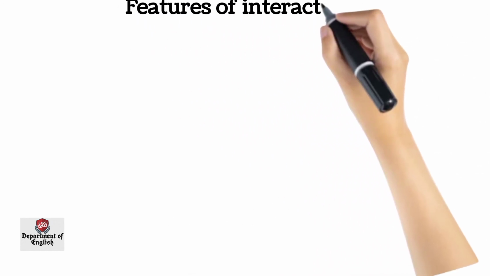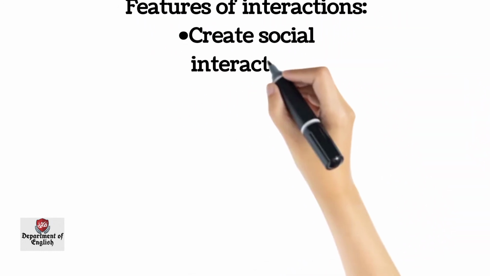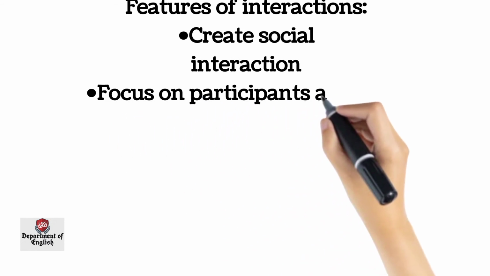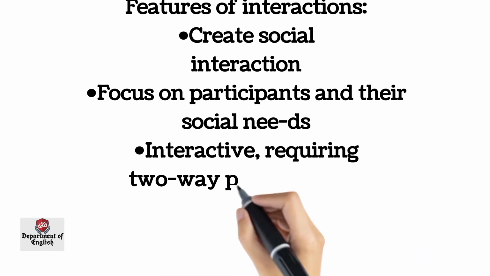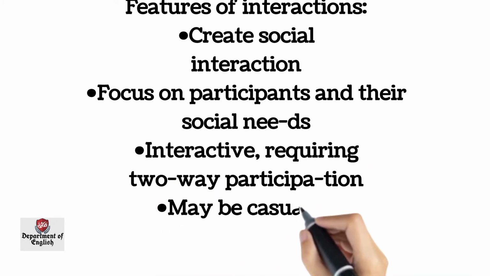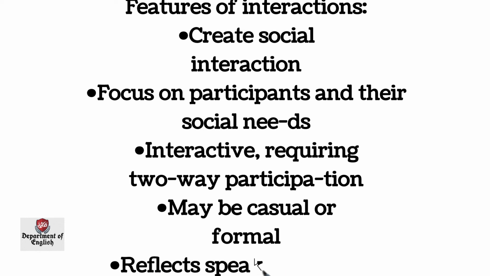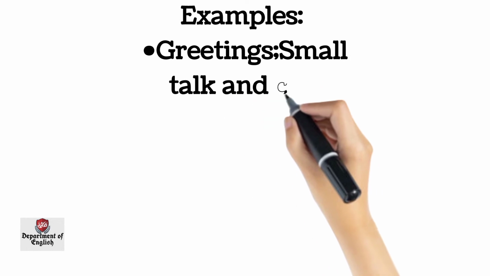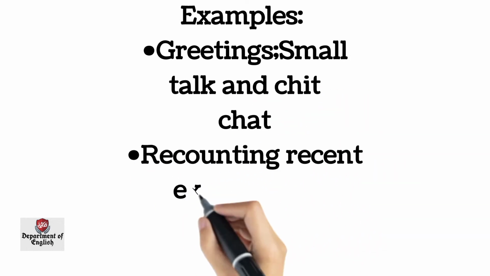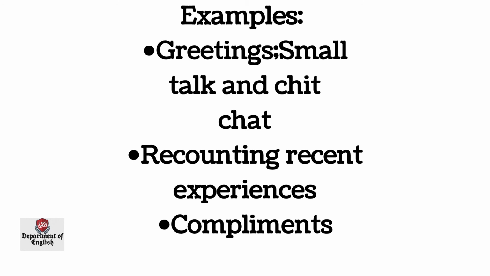Features of interaction. Create social interaction. Focus on participants and their social needs. Interactive, requiring two-way participation. May be casual or formal. Reflects speaker's identity. Examples. Greetings, small talk and chit-chat. Recounting recent experiences. Compliments.